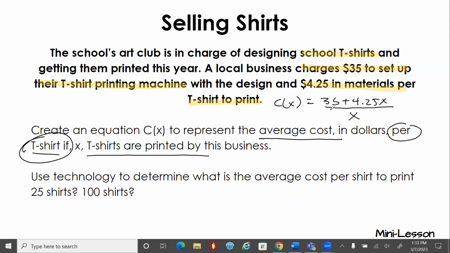Okay, this always throws people off. But what's up top would calculate all of what's going on with those t-shirts. What's in the bottom is saying divide it by this many t-shirts so that we can get the actual per t-shirt cost. So for instance, if I take 25 t-shirts and plug it in here, I get 35 plus 4.25 times 25, and that's going to give me 141.60. And we want to figure out how much it's going to cost for one t-shirt. So we're going to take that and divide it by 25.